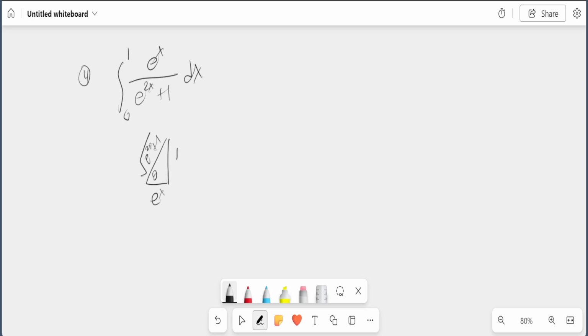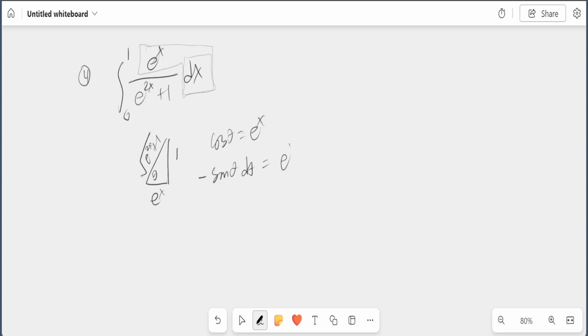So the interesting thing about this, right? Usually with triangle problems, we find the dx separately, right? But e to the x, the derivative is e to the x, so we can never get just dx. But the good thing about that is we can get both of these at the same time. So cosine theta is equal to e to the x. Then negative sine theta d theta is equal to e to the x dx.